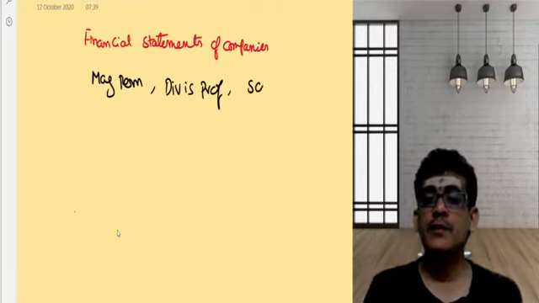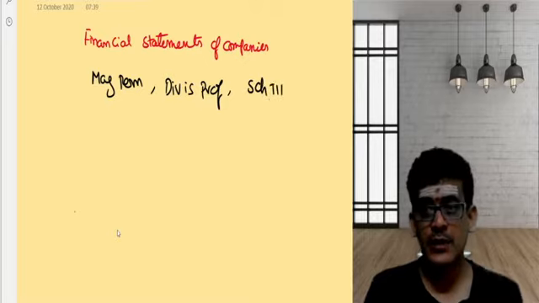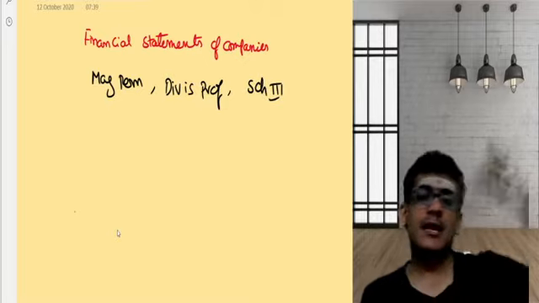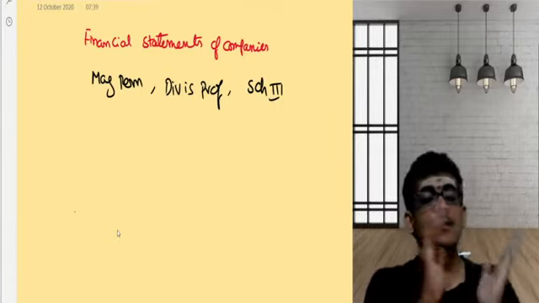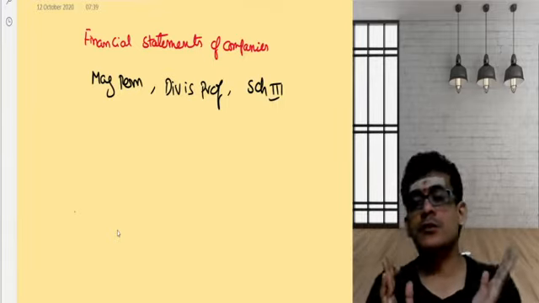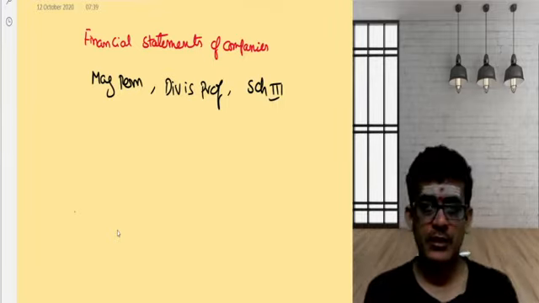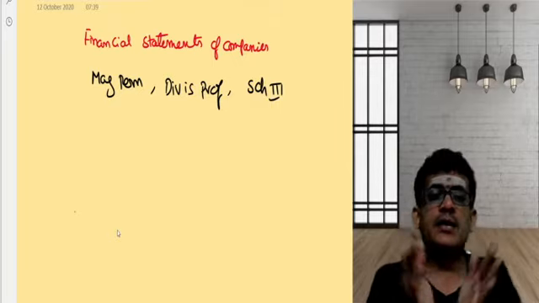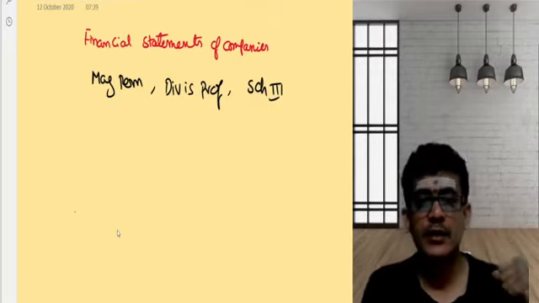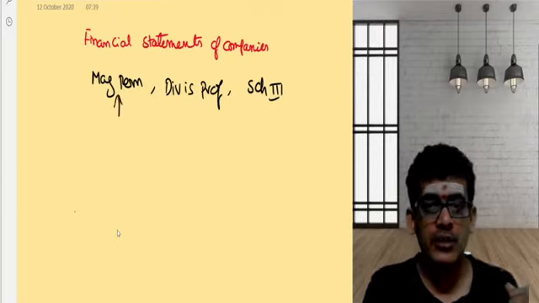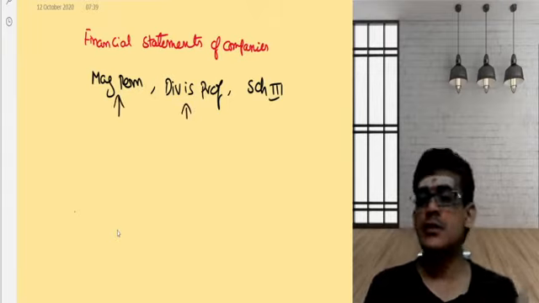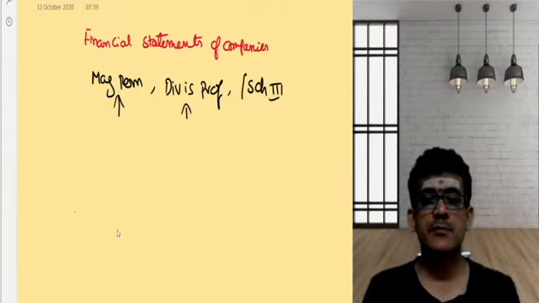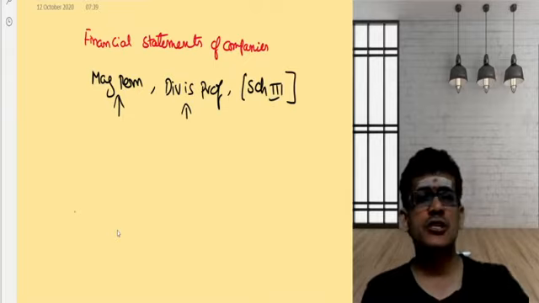Then finally we'll be discussing Schedule 3. There we'll discuss the format of the balance sheet as per Schedule 3. We'll discuss the format of the profit and loss account as per the revised Schedule 3. So these are the three parts which we are going to discuss. Basically, today I'll be covering managerial remuneration and divisible profits. So in tomorrow's class and subsequent classes we can finish off the Schedule 3 aspects.